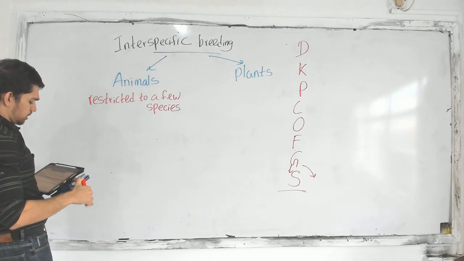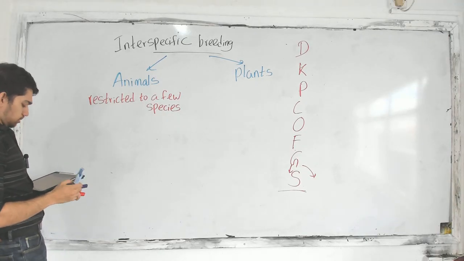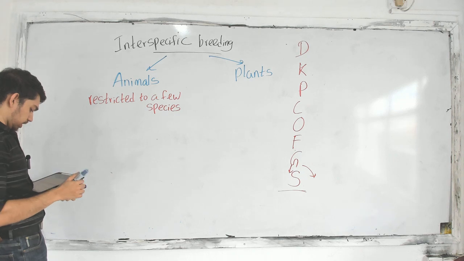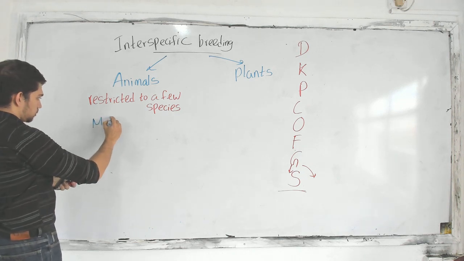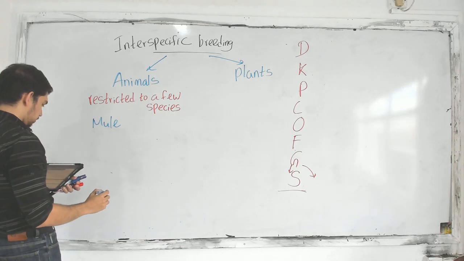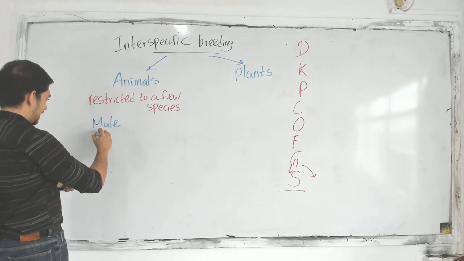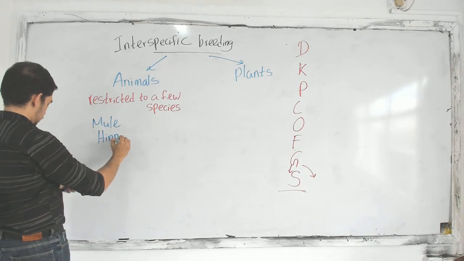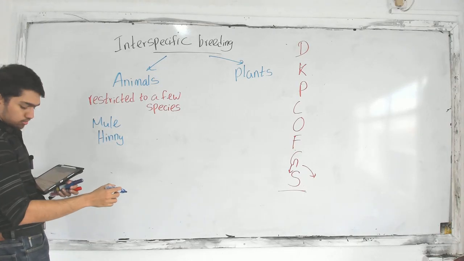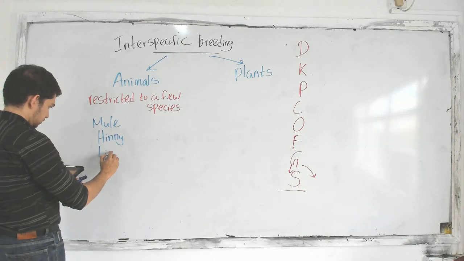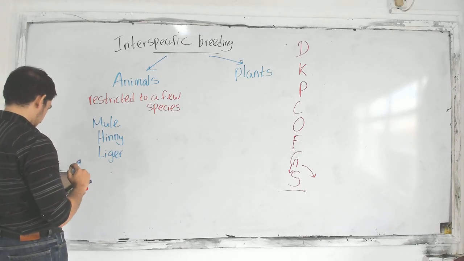Some examples are given in your resource, page number 126, right at the bottom. You have mules, produced by a male donkey and a female horse, or the other way around, a male horse and a female donkey. Then the liger: male lion, female tiger.